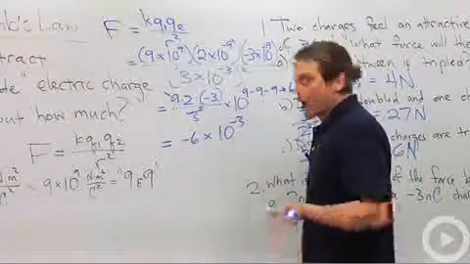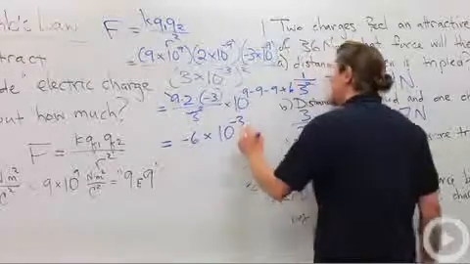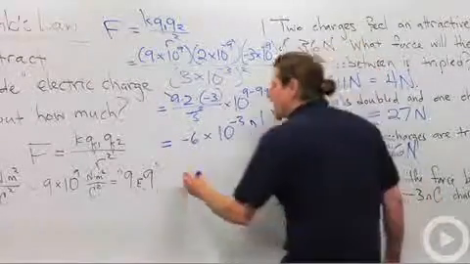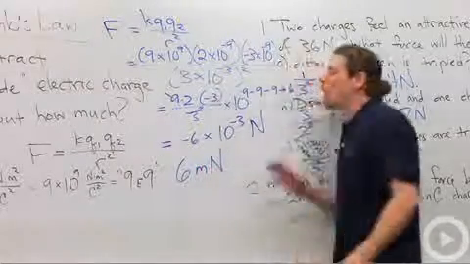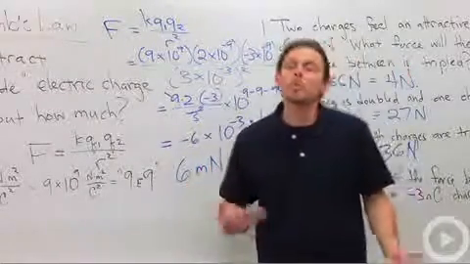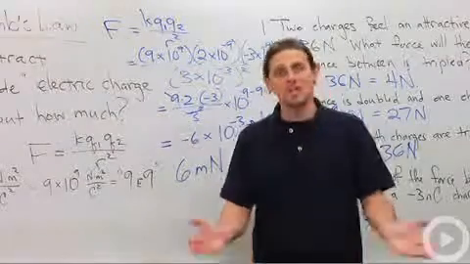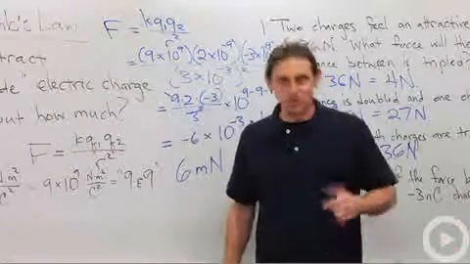What's my unit? Well, it's SI, and it's a force, so it has to be newtons. So I'll write the magnitude as 6 millinewtons. Notice I dropped the minus sign, because all the minus sign is telling me is that it's attractive. All right, that's Coulomb's law.